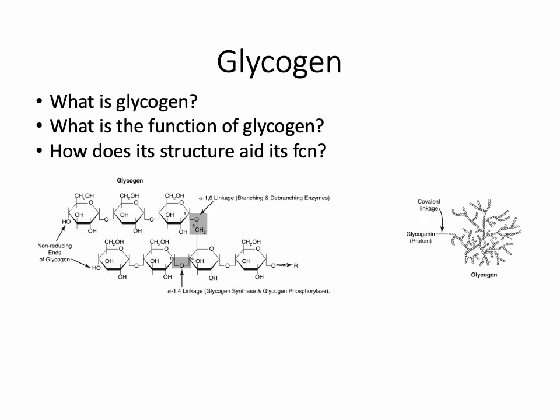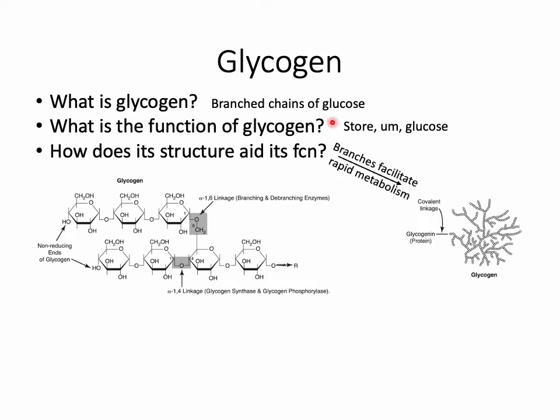As a bit of a recap, what is glycogen? Glycogen is a branched polysaccharide composed of glucose molecules. It is used primarily for animal storage, at least within animals. In other words, it stores glucose. The branched nature of glycogen is particularly important because its structure aids in its function.